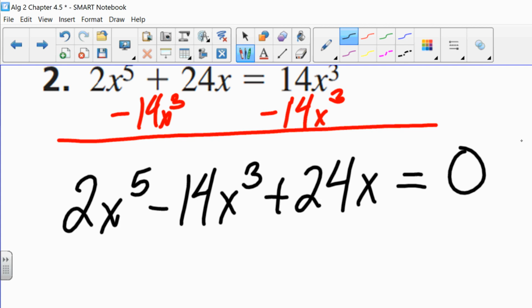So Gabe, what is one value of x that we expect to see to work out for this here? Because do we have variables in the entire side? We have 2x to the 5th, negative 14x cubed, 24x. All of them have an x, yes? So I do expect 0 to show up at least once.